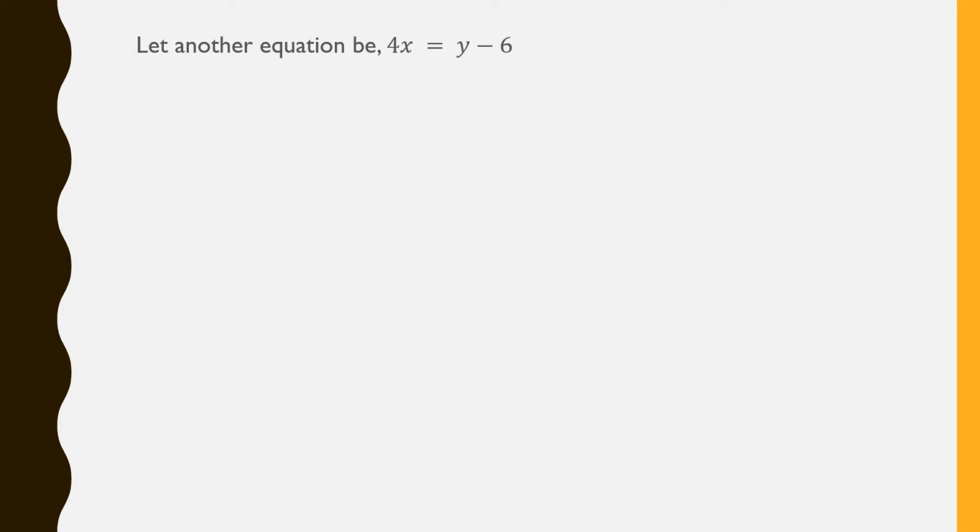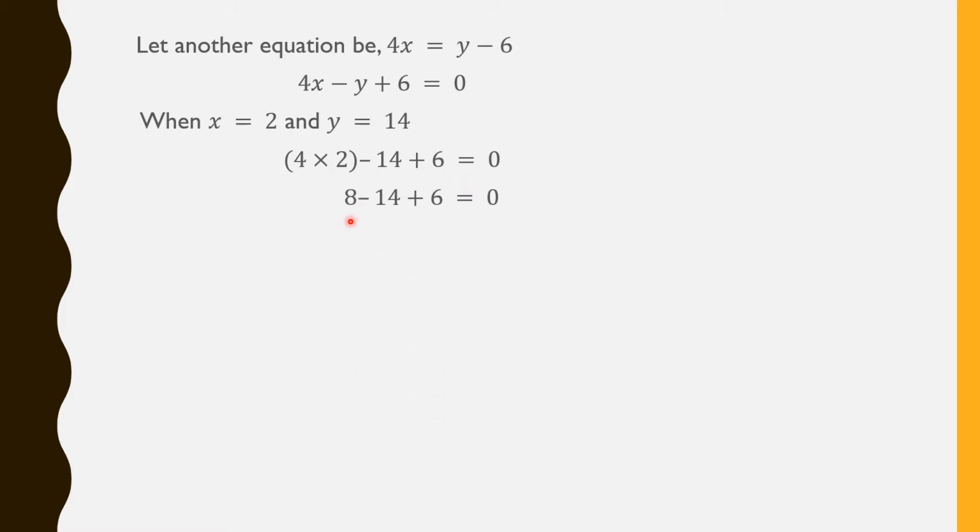Now, let's take another equation. Let another equation be 4x = y - 6. 4x = y - 6 means 4x - y + 6 = 0. Now substituting x = 2 and y = 14 in 4x - y + 6 = 0, I will get 4 into 2 minus 14 plus 6 equals 0, which gives 8 minus 14 plus 6 equals 0. On solving this, I will get 0 = 0. That is LHS equals RHS. So (2, 14) lies on the line 4x = y - 6. That is, (2, 14) satisfies this equation.